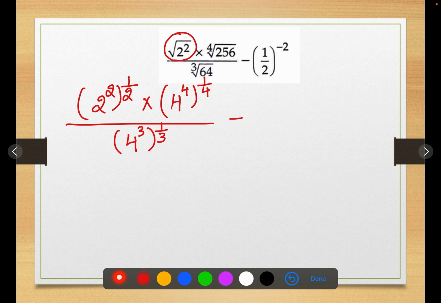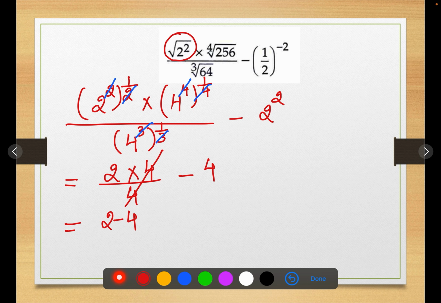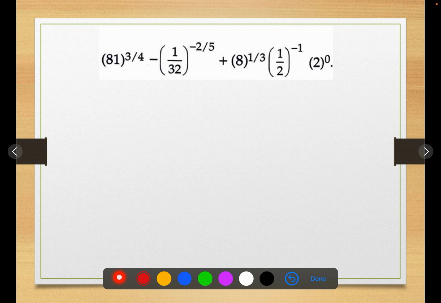Now this can be written as 2 to the power 2, reciprocating the power turns positive. Now can I reduce here directly? That makes my work easy. So I am left with 2 multiplied by 4 upon 4 minus 4. 4 and 4 reduced. So 2 minus 4. My answer is minus 2. I hope it is clear. Let's move on to the next.